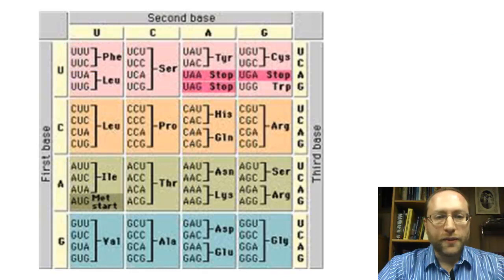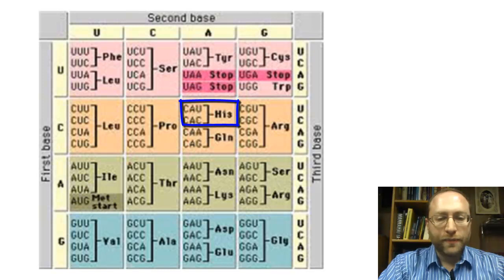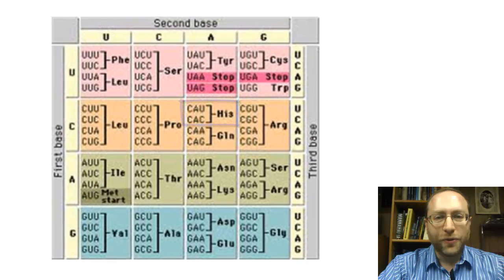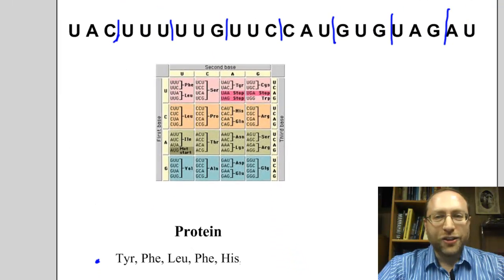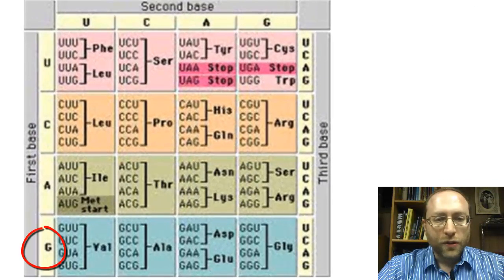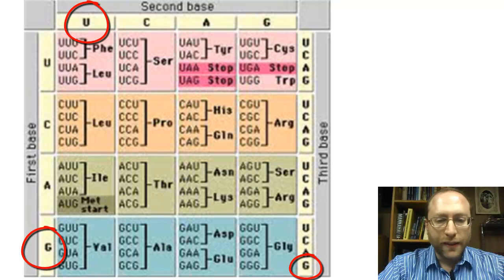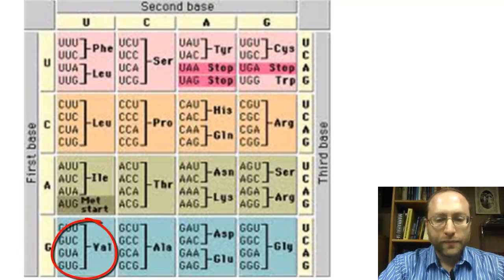CAU, so we go down to first base is C, second base is A, third base U, histidine, HIS. You do not need to know what the letters stand for. Just putting down HIS is enough. And now, that was UUC, so the CAU. Next is GUG. So first base is G, second base is U, third base is G, and that is valine, VAL.